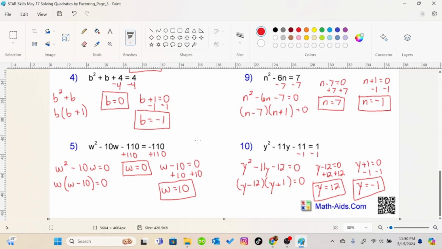If you have any questions about any of the factoring that we talked about in these 3 pages, please ask for clarification so that you're better prepared for the test on Friday.